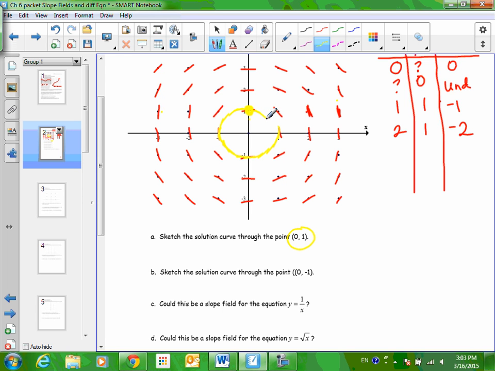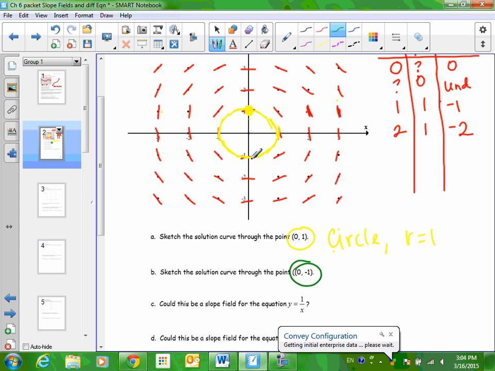Now, I also know what this is going to look like, but once I graph it, what shape did I just make? A circle. I made a circle, and what's the radius of this circle? 1. All right, what's going to happen if instead of starting at 0, 1, we start at 0, -1? What is that circle going to look like? Because really, now that we know the answer is a circle, every single thing we graph should be a circle. It just might not have the same radius. So what do you guys think about B?